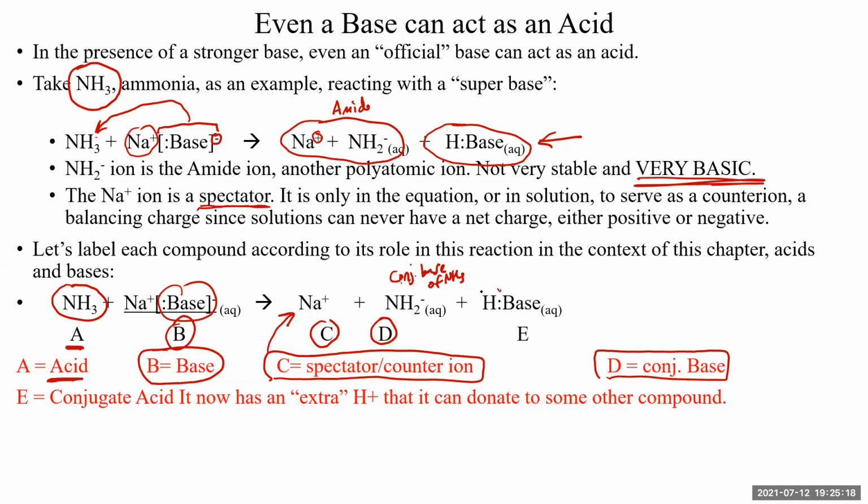And then finally, you have H base, the entire compound, the H plus whatever the negative ion B is, whatever ion was strong enough to strip away a hydrogen from ammonia. That total compound is your base, and that is your conjugate acid. It now has an extra hydrogen that it can donate to some other compound. So this is the conjugate acid. And notice, by the way, this conjugate acid doesn't have a charge in this particular instance. So this is the conjugate acid of the sodium base compound.